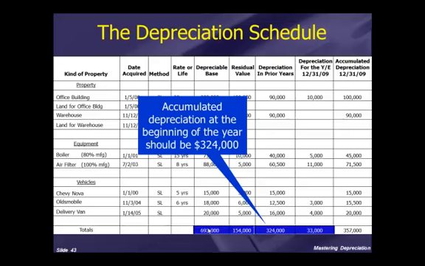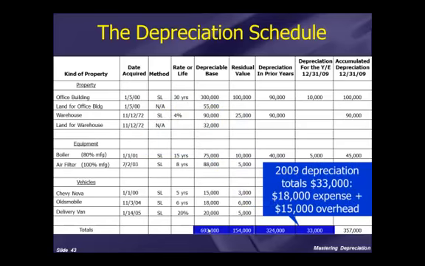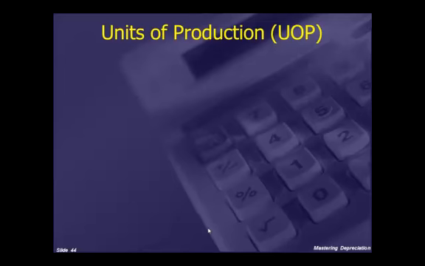The accumulated depreciation at the beginning of the year should be $324,000 on the books, in the accounting records. The 2009 depreciation will total $33,000. $18,000 of it is depreciation expense. The $15,000 refers to the boiler and the air filter. Those two items add up to $15,000 in overhead. That goes to work in process inventory.